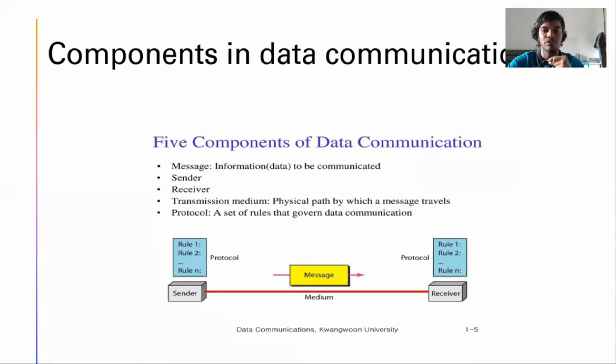There are 5 components of data communication. First is message, the information to be communicated. Next is sender. The sender actually sends the message and the receiver receives the message. The transmission medium, the physical path by which a message travels. Protocol, a set of rules that govern data communication.